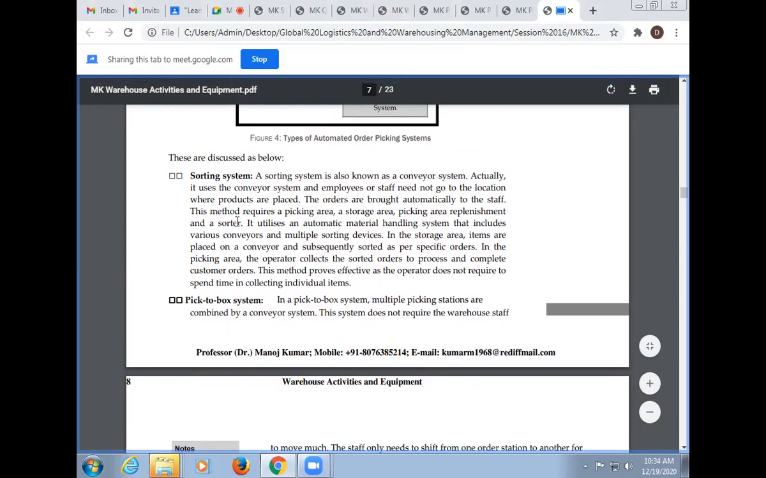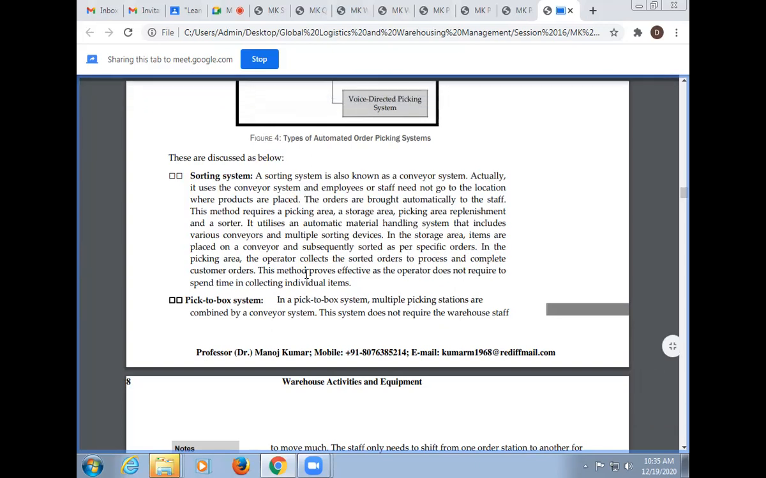This method requires a picking area, a storage area, replacement, and a sorter. It utilizes an automatic material handling system that includes various conveyors and multiple sorting devices. In the storage area, items are placed on a conveyor and subsequently sorted as per specific order. In the picking area, the operator collects the sorted orders to process and complete customer orders. This method proves effective as the operator does not need to spend time collecting individual items.